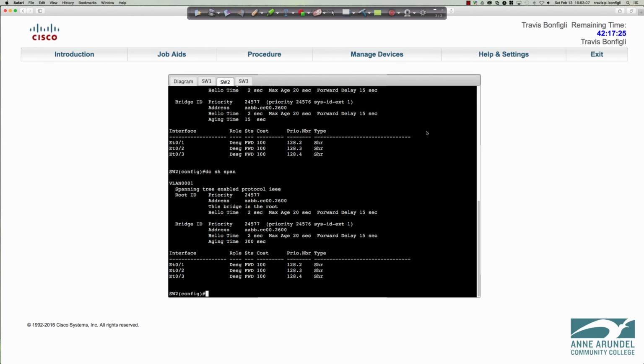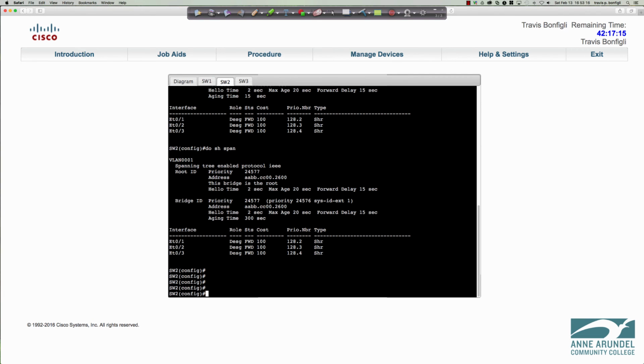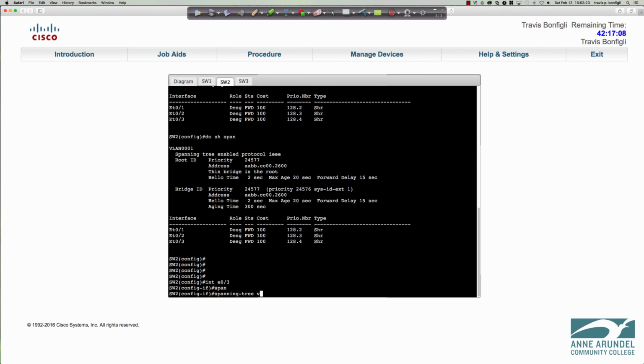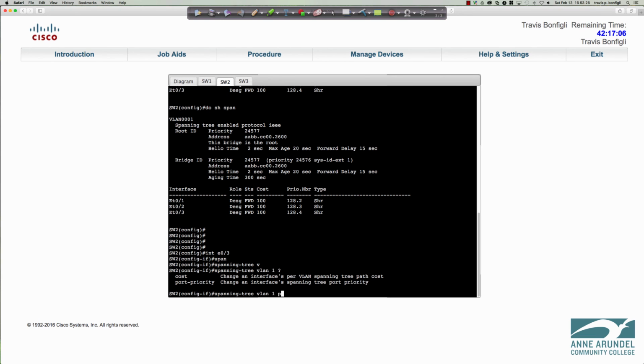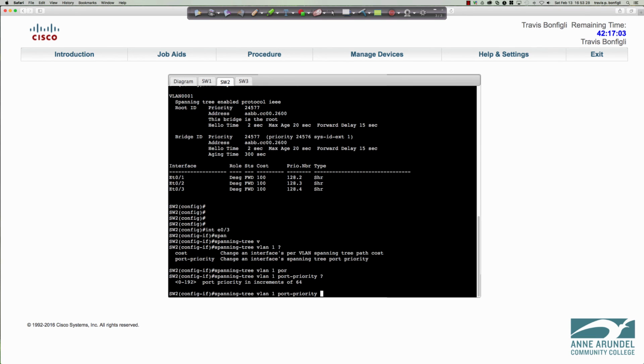So we did the cost from switch 3's perspective. Now let's take a quick look at the port priority and the port ID on switch number 2. So let's go into, what do we say, interface Ethernet 03, and I'm going to say spanning tree VLAN 1, and there's my port priority, right? So now actually the increments, that's right, increments of 64, and it goes from 0 to 192. So 128 is my default. Well, if it's got to be in increments of 64, let me drop it to 64.